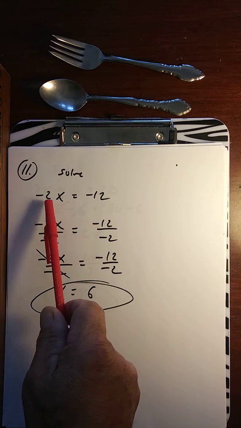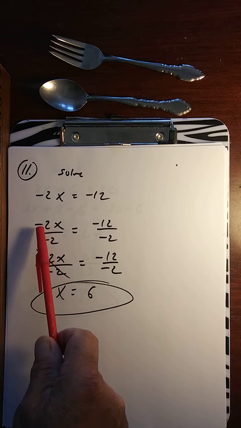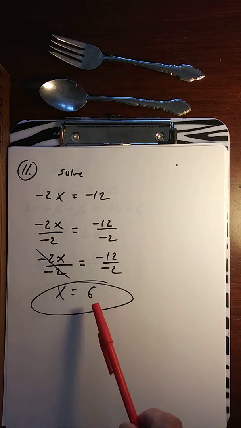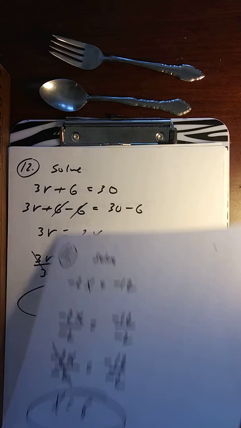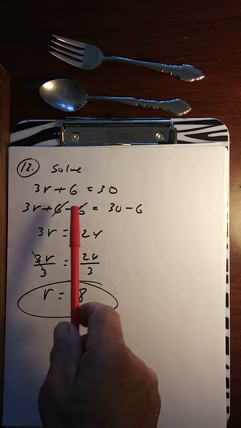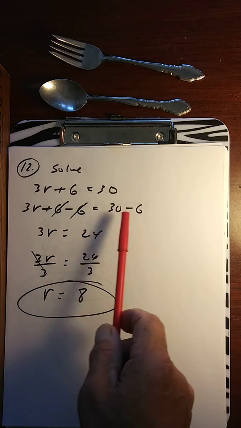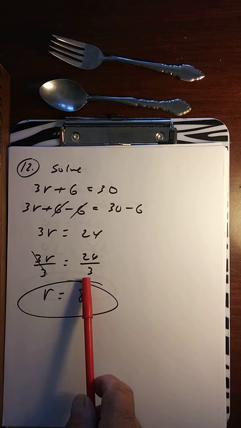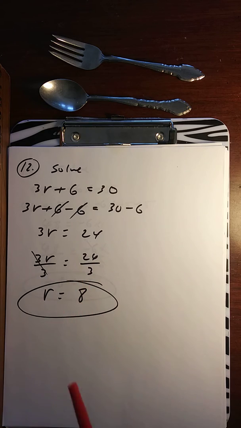Solve. Negative 2x equals negative 12. Divide by negative 2. Divide by negative 2. These are gone, so x equals what? A negative by negative is a positive 6. 3r plus 6 equals 30. Minus 6 minus 6. So now you have 3r equals 24. Divide by 3. Divide by 3. So 24 divided by 3, 8.